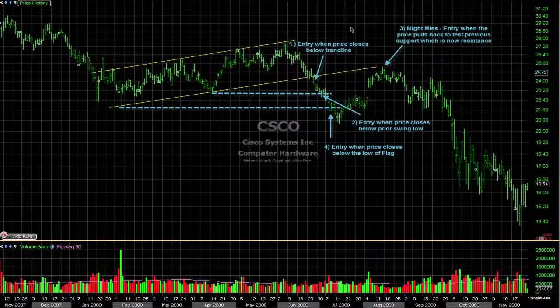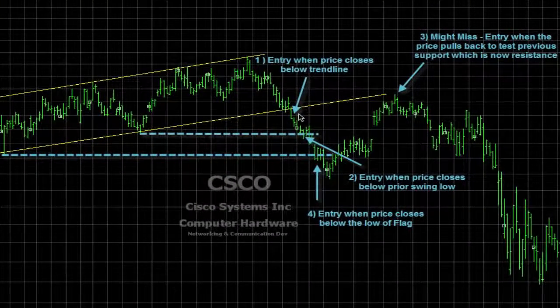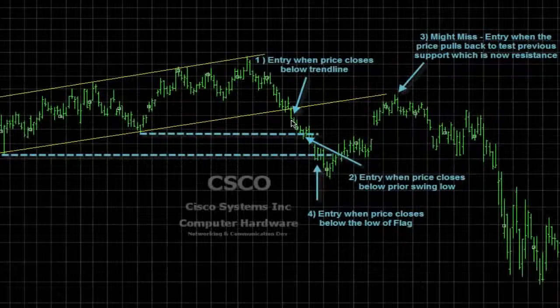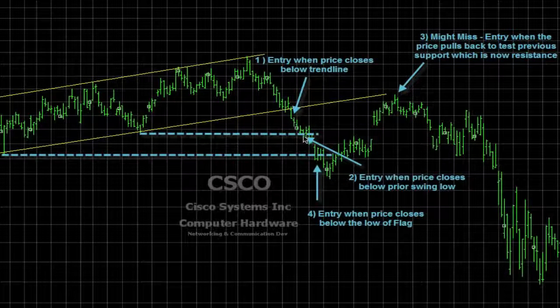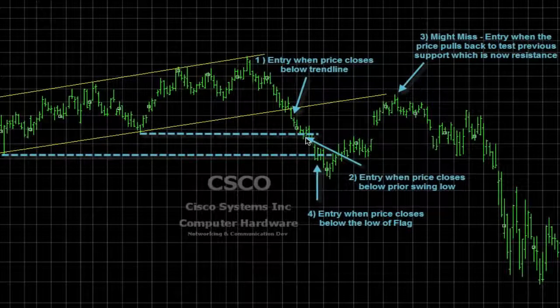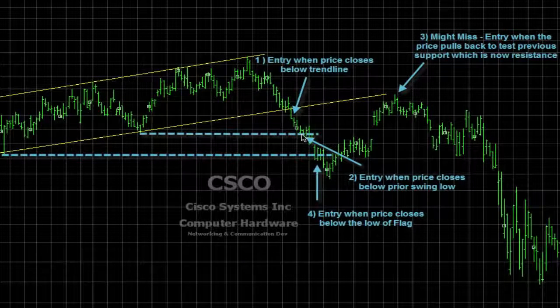Okay, you now know the requirements for this pattern, and you also know why it works. It uses the psychology in trading. So now let's look at the entries. The first one is when we get the confirmation that it's a flag. It's when it closes below the support trend line. This one here, this close. The second one, you have a little bit more evidence and confirmation, and also a little bit more financial pain, because it takes out the last swing low in the flag, this one over here. So it catches even more traders on the wrong side.